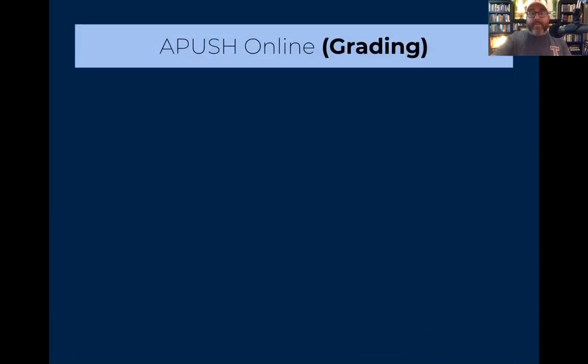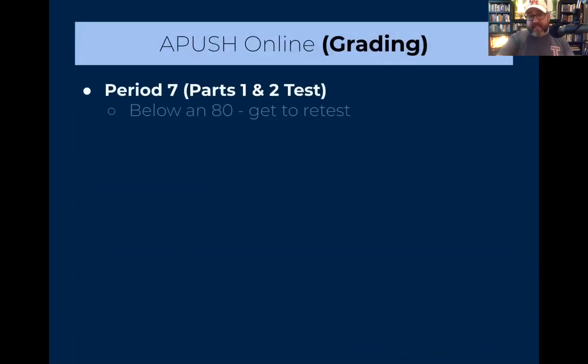Now let's talk a little bit about that period 7 test. If you got below an 80 on the test, that's why we're not offering extra credit. We are extending now the opportunity to retest for those students that got below an 80 on this examination. If you got an 82, I'm sorry, you do not get to retest on this. And that will only bring your grade up to an 80. So if you got a 76 and you want to retest, we can bring it up to an 80.